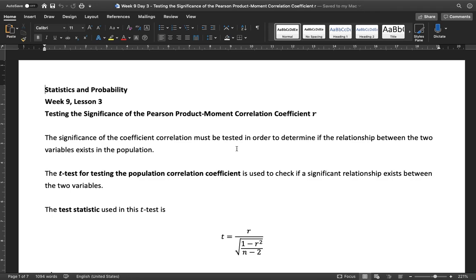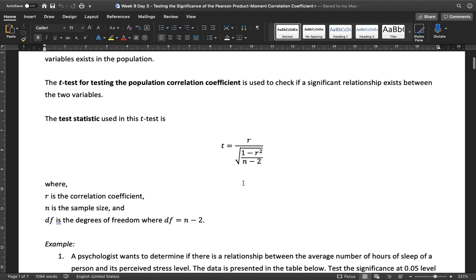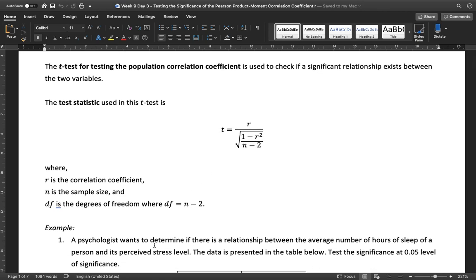So, yun. Now, to determine the significance of the correlation coefficient r, we make use of the t-test for testing the population correlation coefficient. So the test statistic is this one. t equals r over the square root of (1 minus r squared) over (n minus 2). r is the correlation coefficient, n is the sample size, df is the degrees of freedom, where df is equal to n minus 2. So this is a t-test. Basically, we're going to use the t-distribution table.